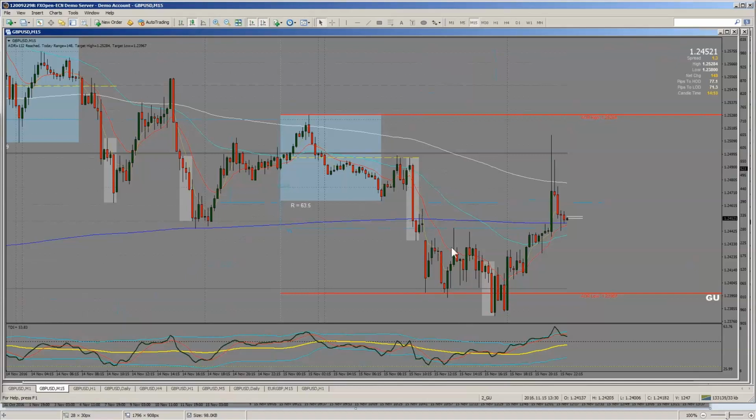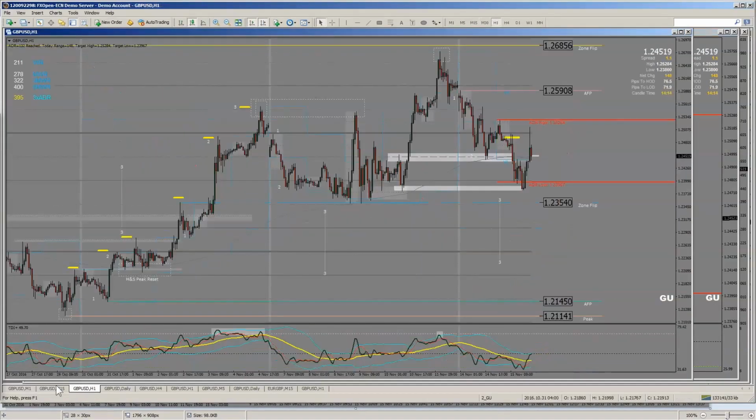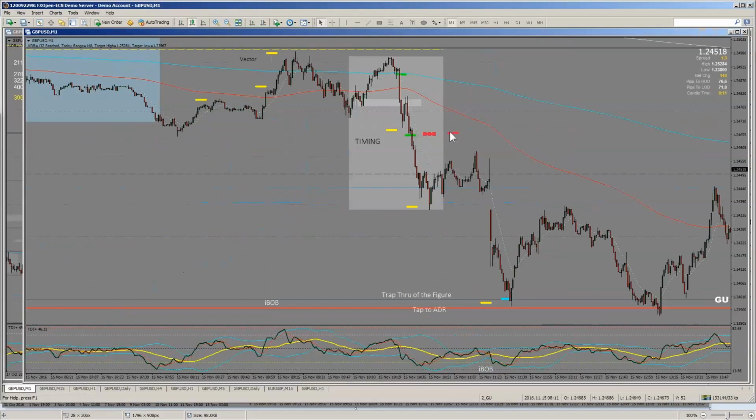So right in this area, you don't want to sit through all this chop. You don't have to. Okay. So on this M1 chart, you had a really nice day.